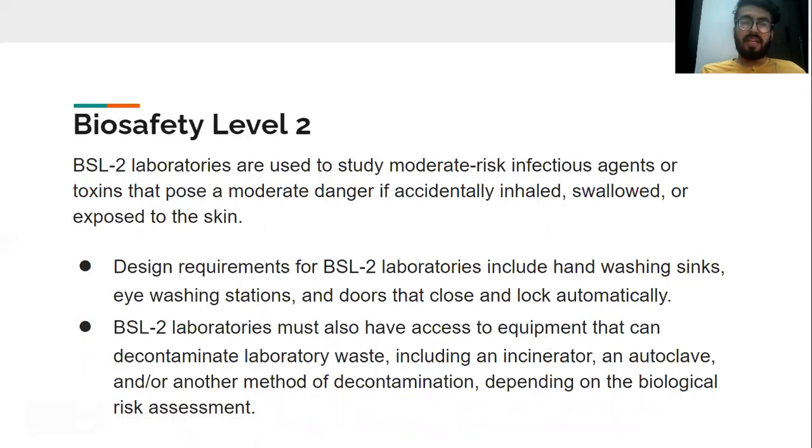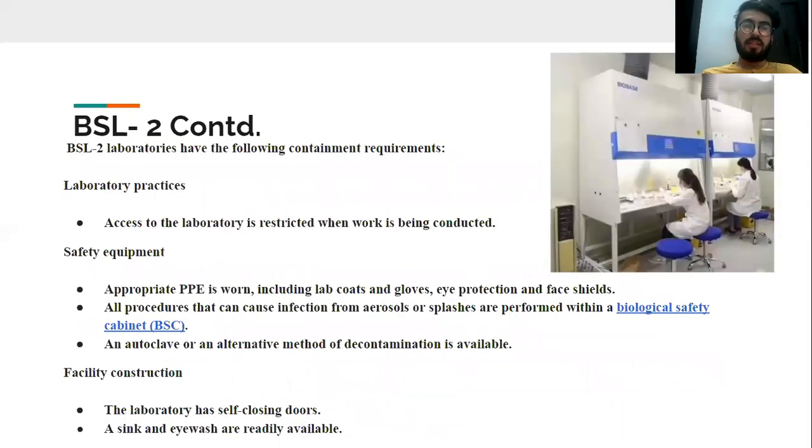So the major finding here in biosafety level 2 is the decontamination of the laboratory waste. For this purpose, it contains an incinerator, an autoclave, and other methods of decontamination depending on the biological risk assessment. Moving forward, some of the considerations inside the BSL-2 facilities are laboratory practices. First of all, access to the laboratory is restricted. So there is restriction when work is being conducted inside the laboratory.